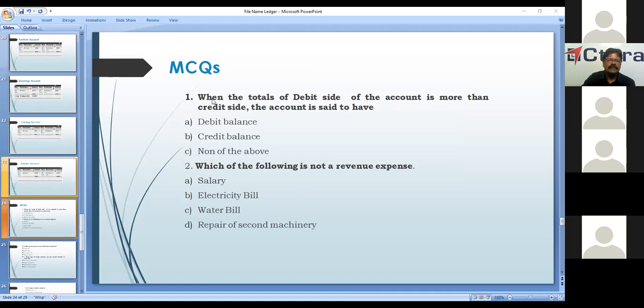The total of the debit side of the account is more than the total of the credit side. The account is said to have a debit balance.